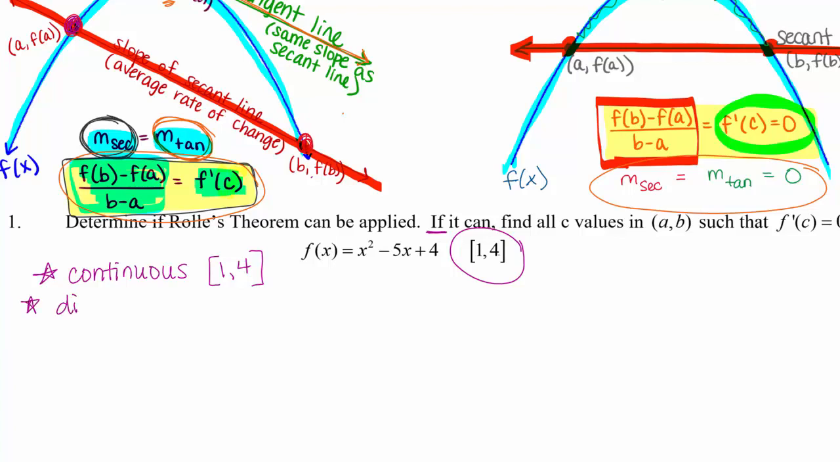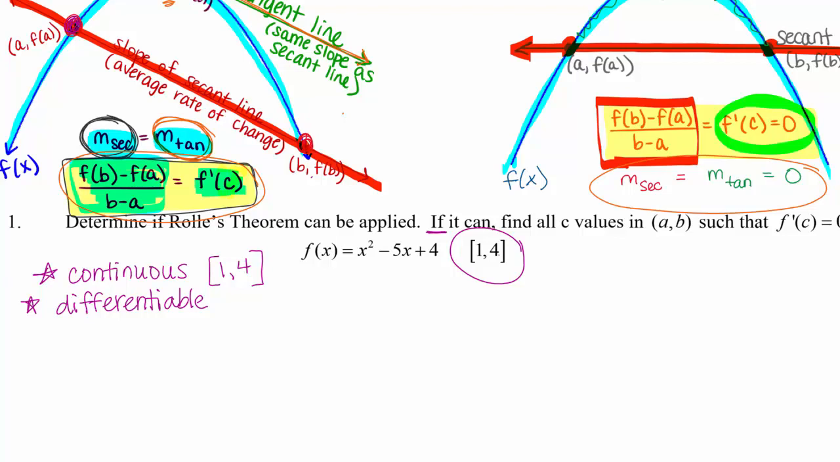And then I want to take a look at, am I differentiable? Which would go back to the discussion that we had previously on critical values. So if there's going to be a sharp turn, a kink, or a cusp, a place where maybe my derivative does not exist but my original function does, this is just a parabola, so it doesn't have anything like that. So I am continuous, I am differentiable, so I can apply Rolle's theorem.